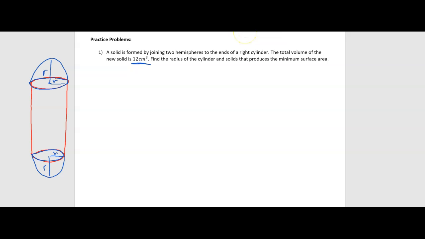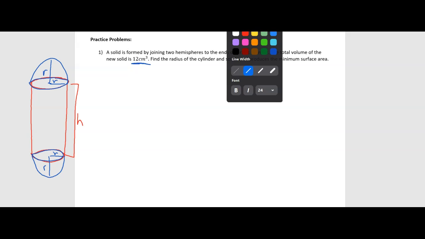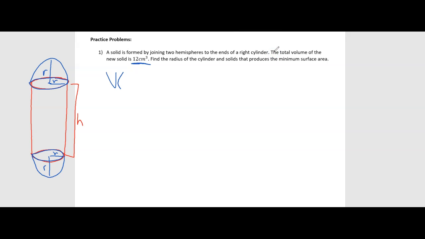Volume of the cylinder is going to be not only based on the radius, but also based on the height of the cylinder. And you could think about this, if we have two hemispheres, well, that's going to be like having one sphere. So volume of a sphere is equal to 4/3 pi r cubed. And the volume of a cylinder is equal to pi r squared times the height.